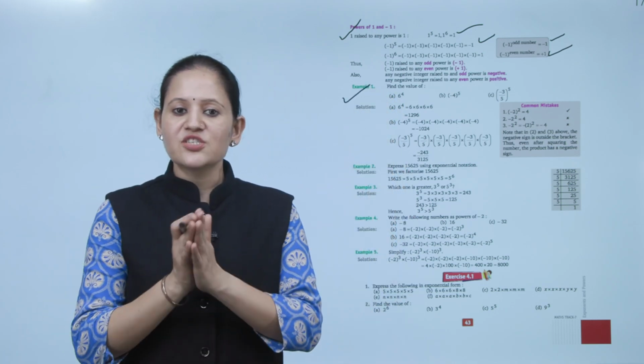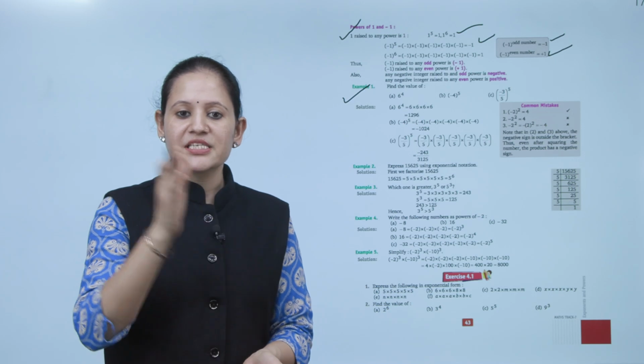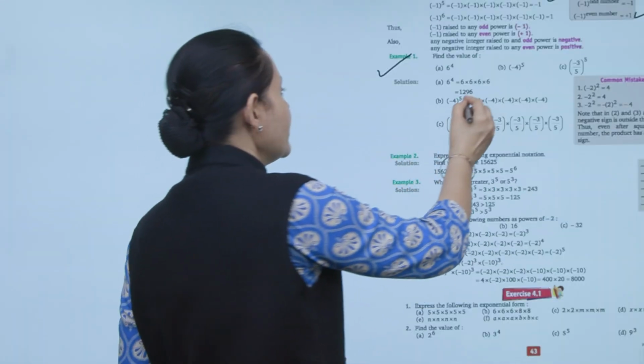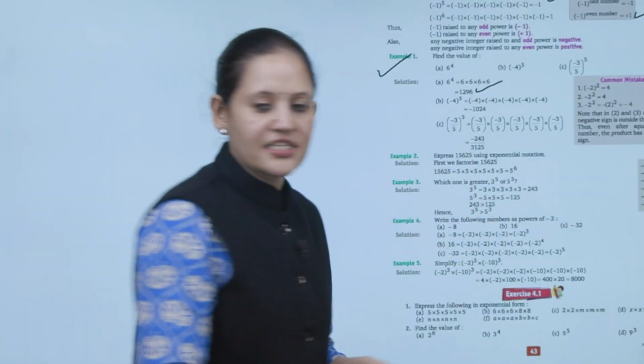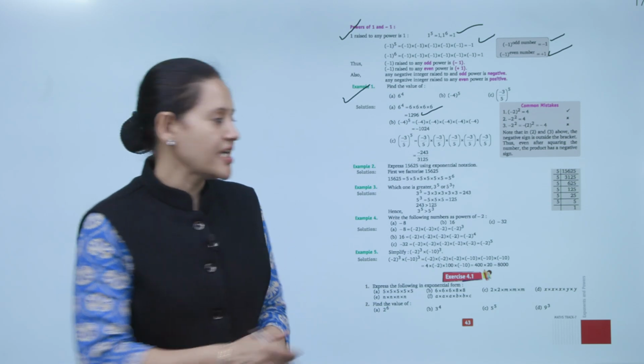Find the value of 6 to the power 4. So 6 multiplied by 6, 4 times, equals 1296. Next, some common mistakes.